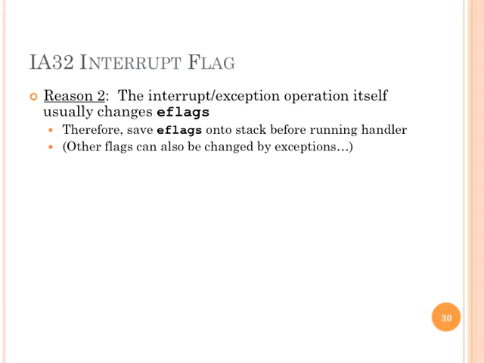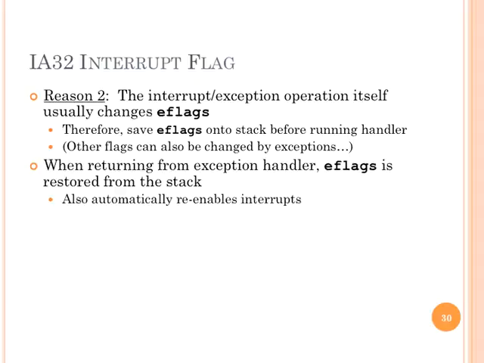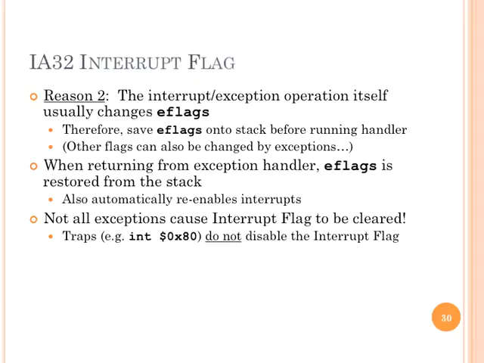Trap handlers do not automatically disable hardware interrupts. It's only when a hardware interrupt occurs that it changes EFLAGS automatically. So we want to save the old value of EFLAGS so that we don't lose that change. When we return from the exception handler, EFLAGS is restored, which automatically re-enables maskable interrupts. This is what I was saying before: traps do not disable hardware interrupts, so that doesn't clear the interrupt flag.